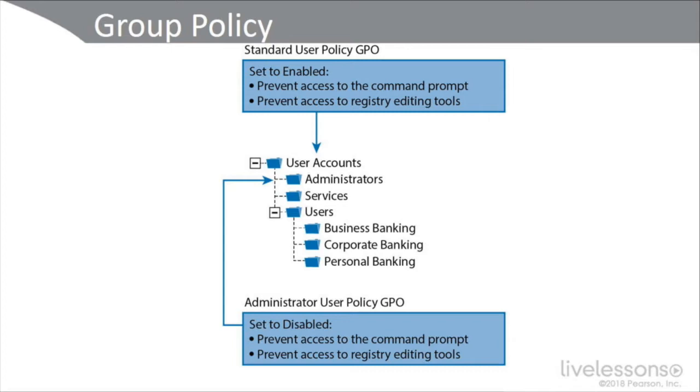Here we see another example of where we can use a group policy object. For example, for a standard user, we want to enable a group policy setting that says we're going to prevent access to the command prompt on your system. We're also going to prevent access to using registry editing tools. So those are two key vulnerabilities there. However, we can use the same type of mechanism and have a group policy object applied to administrators where we're going to disable the setting that prevents using the command prompt and disable the setting that prevents using registry editing tools.